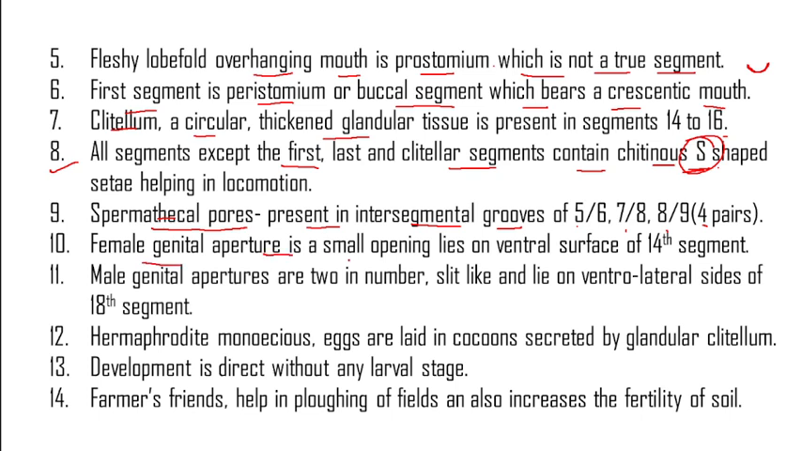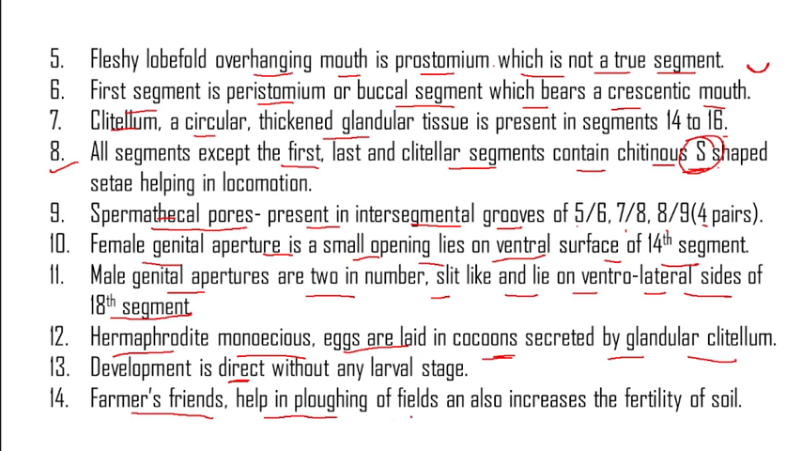Female genital aperture is a small opening. It lies on ventral surface of the 14th segment. Male genital apertures are 2 in number, slit-like and lie on the ventrolateral sides of 18th segment. एक hermaphrodite है, monoecious है. Eggs are laid in cocoons secreted by glandular clitellum. डेवलपमेंट डायरेक्ट होता है, कोई लार्वल स्टेज नहीं होती है. इसको फार्मर्स फ्रेंड भी कहते हैं बिकॉज इट हेल्प्स इन प्लोइंग ऑफ द फील्ड एंड ऑल्सो इंक्रीजेस द फर्टिलिटी ऑफ द सॉइल.